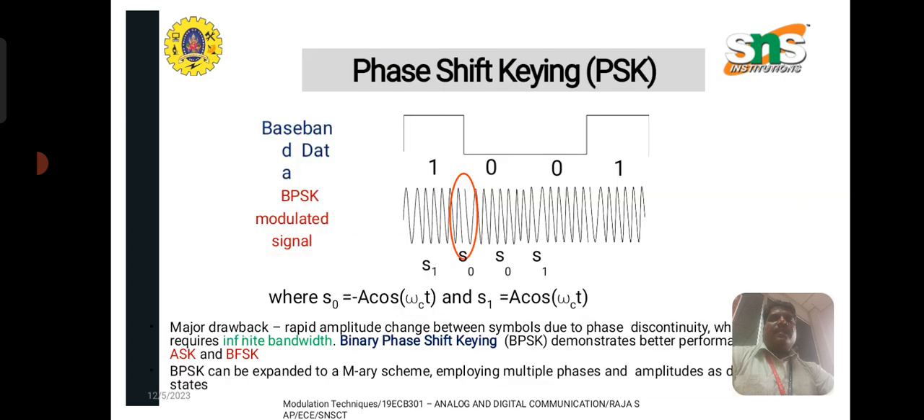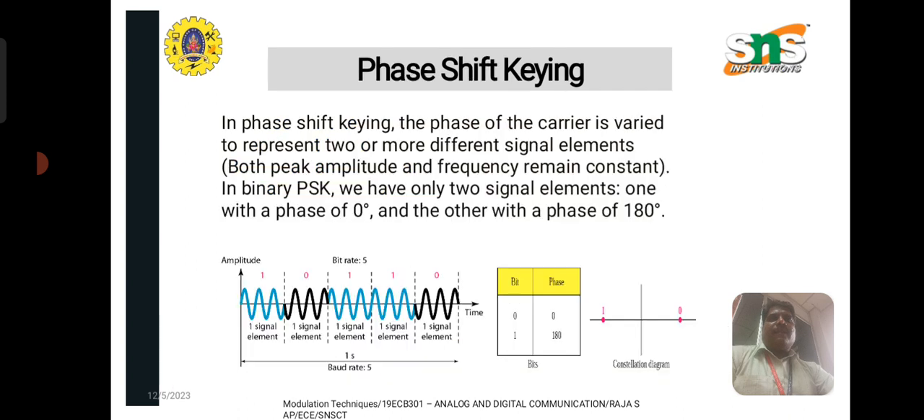The final type is PSK, phase shift keying. In PSK, if you see the figure, whenever 1 comes, it starts with the upper part. Whenever 0 comes, it starts with the lower part. So this is the representation of PSK.